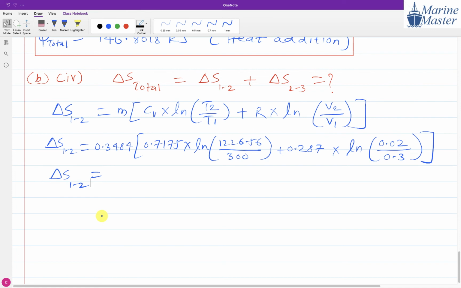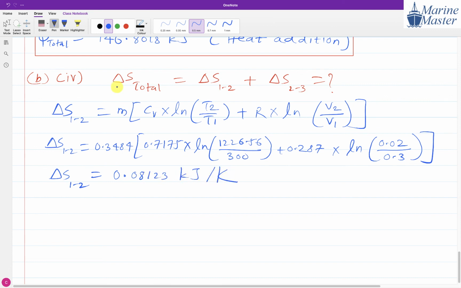1226.56 divided by 300, plus 0.287 into ln of 0.02 divided by 0.3. If you do the calculation properly, check it out, everyone. We get 0.3484 times 0.7175 times (1226.56 divided by 300 plus 0.287 ln of 0.02 divided by 0.3). So if you do the calculation, delta S is 0.08123 kilojoule per Kelvin.